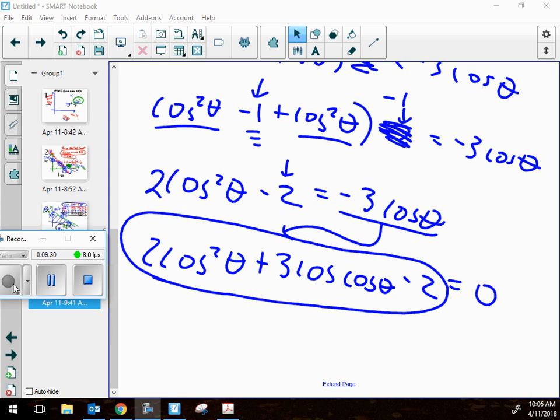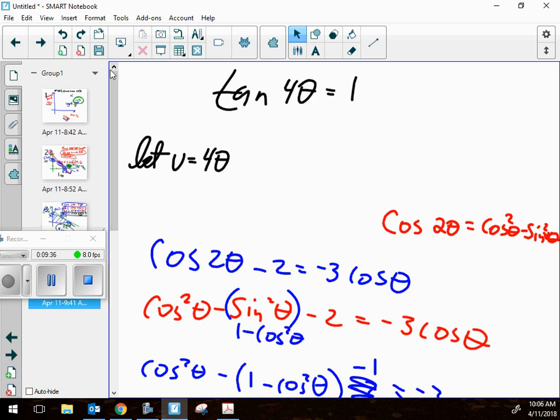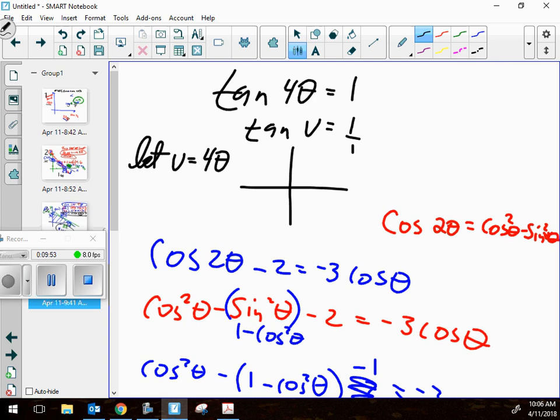Okay, if you're not done factoring that one and solving it, go ahead and finish. But now I'm going to go and just show the work, and you can always go back and watch this video if you want to. I'm going to show the work on how you'd solve the black one. Tangent of 4 theta equals 1. All right, first off, we let u equal 4 theta, so we have tangent of u equals 1. I like to always put that as 1 over 1.